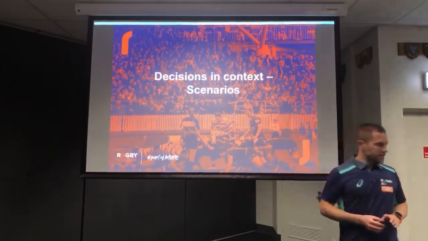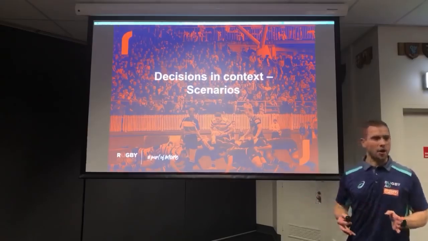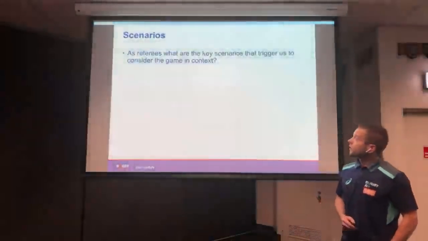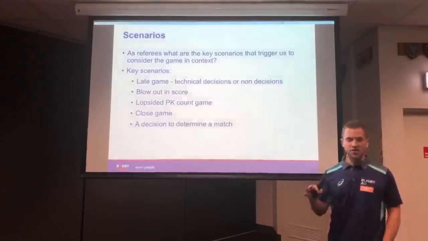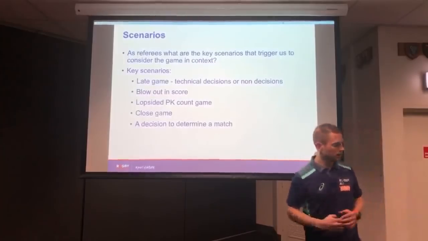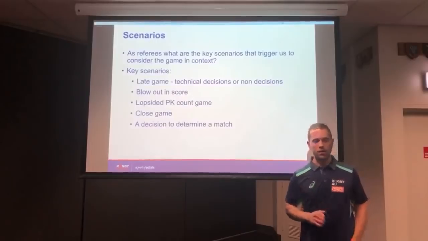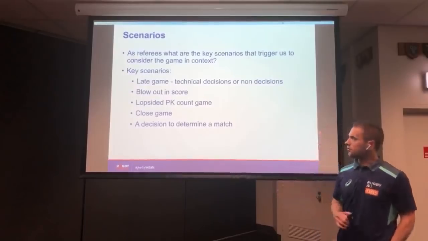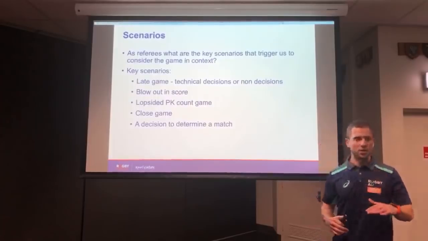So with our in-game decision-making, we are often faced, as we've just looked at, with a number of scenarios that really present to us during the game. Some of the key scenarios, probably the five major scenarios that we're faced with as referees where we have to consider contextual refereeing and where we're at, are late game technical decisions or non-decisions, and I'll go in and explain what those are. A blowout in score, which we've just touched on. Lopsided penalty count games, close games, and decisions to determine the match.